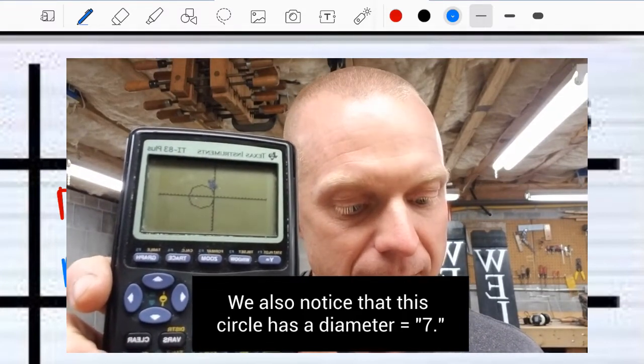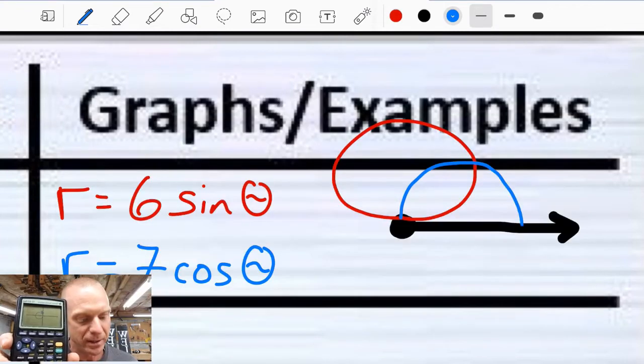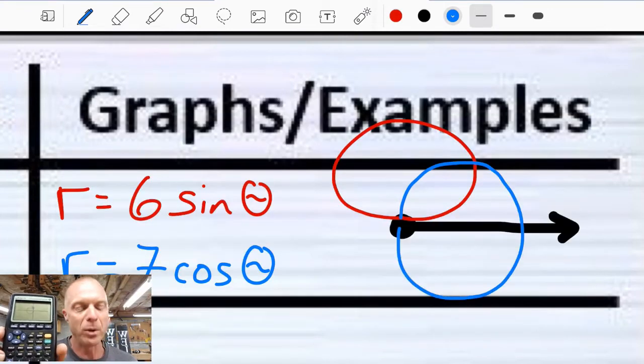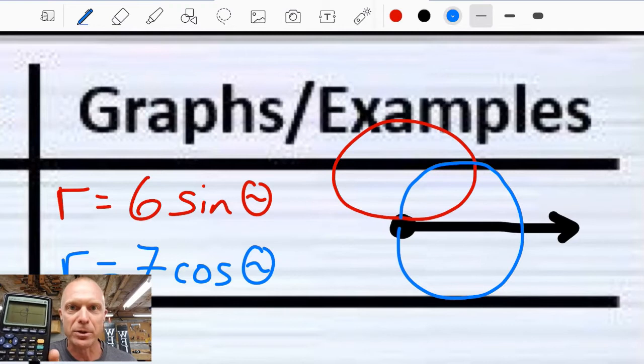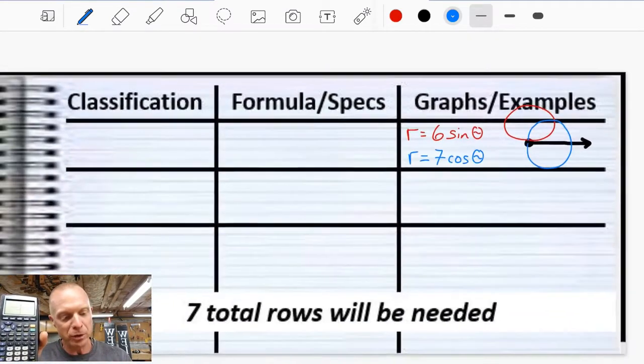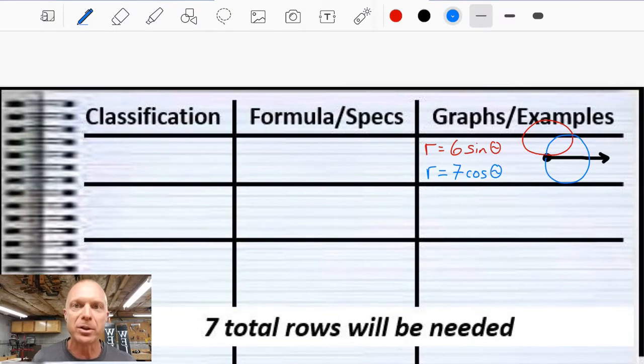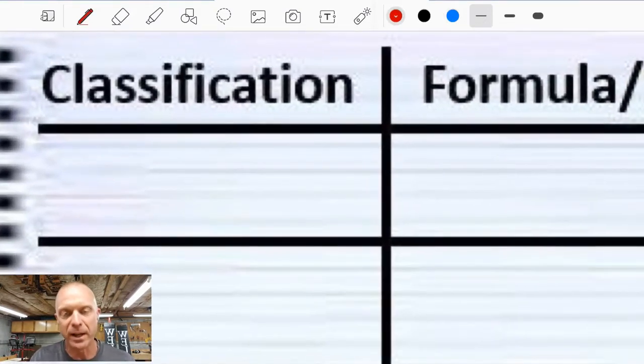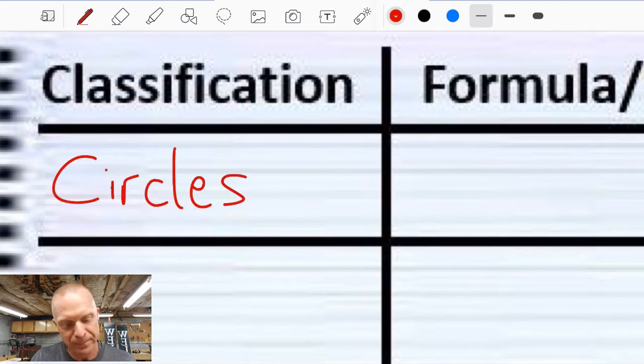You can see that it's positioned more along the polar axis, more like at 0 degrees. Now, when you do this on your own, the first thing you're always going to do is graph your equations and draw a sketch, and then you're going to learn a little something about your equations. In this case, we have learned that both of these are circles.